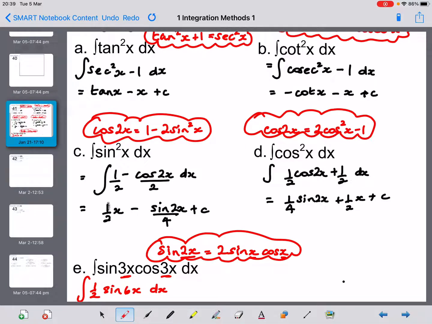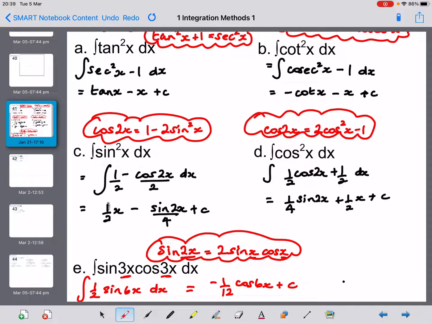So the integral of a half sine 6x. Well, sine integrates to minus cos. But then we need to divide by the derivative of the 6x. So we'll have a minus 1/12 cos 6x plus c. Okay, they are the basic ones.